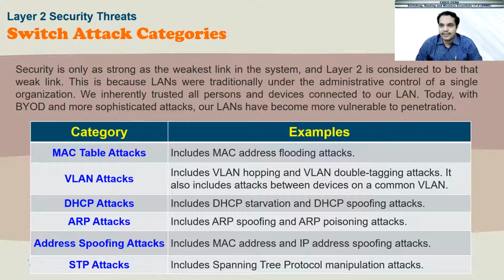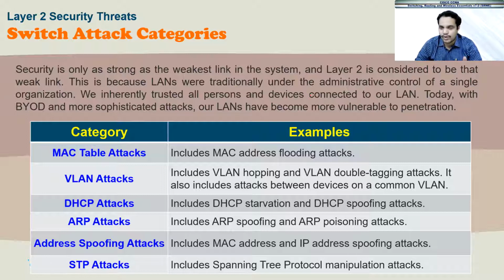So these are the different categories of attacks that usually take place. The first one is the MAC table attacks, which includes MAC address flooding attacks. Next is the VLAN attacks, which includes VLAN hopping and VLAN double tagging attacks. It also includes attacks between devices on a common VLAN. The third category is the DHCP attacks, which include DHCP starvation and DHCP spoofing attacks. Then ARP attacks, which include ARP spoofing and ARP poisoning attacks. Address spoofing attacks include MAC address spoofing and IP address spoofing. We also have the STP attacks, which include spanning tree protocol manipulation attacks.